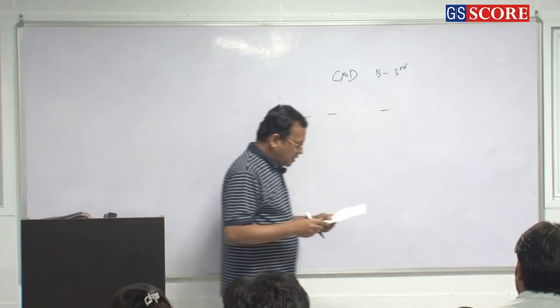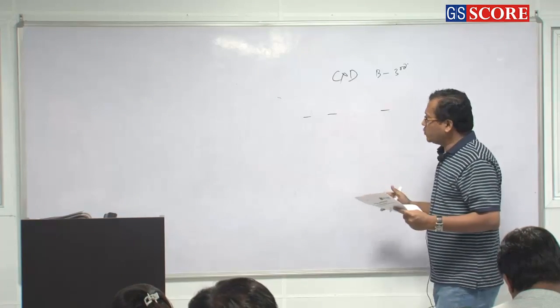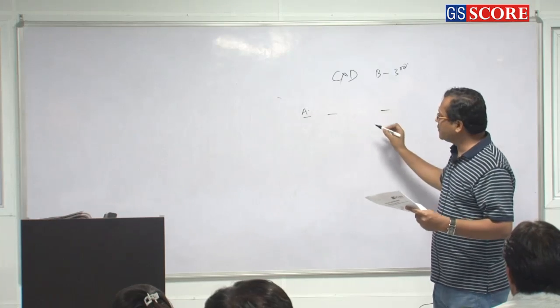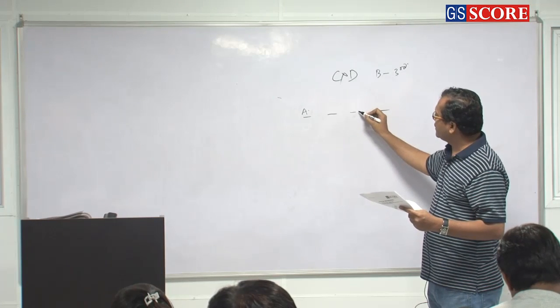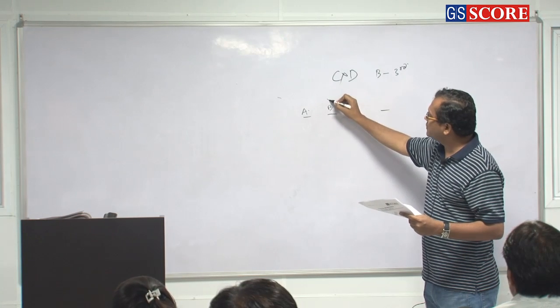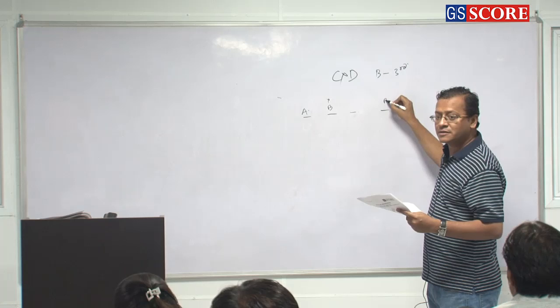Okay. If A is at the first place, so if A is at the first place, then B cannot be the third place, so B has to be at this place or this place.